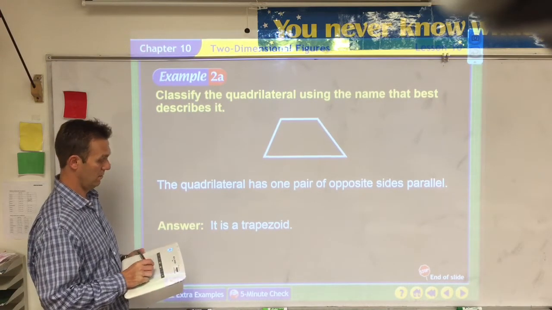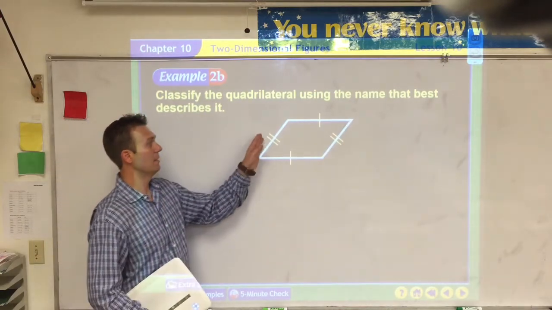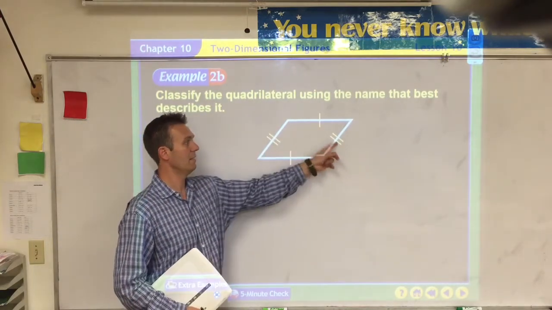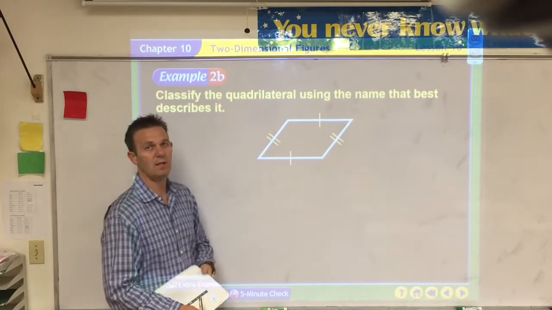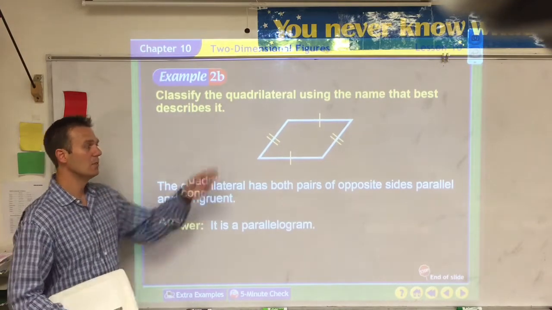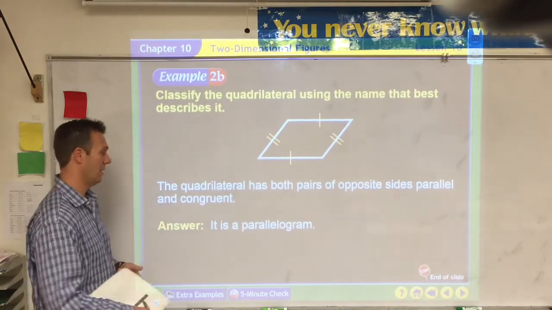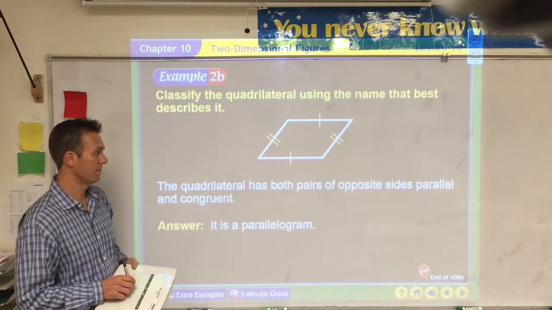These two little lines here mean that that side's parallel, and the single line means that that's parallel. And so what you have is two pairs of parallels, or a parallelogram. So draw that one and you should have a parallelogram. That's the second one, parallelogram.